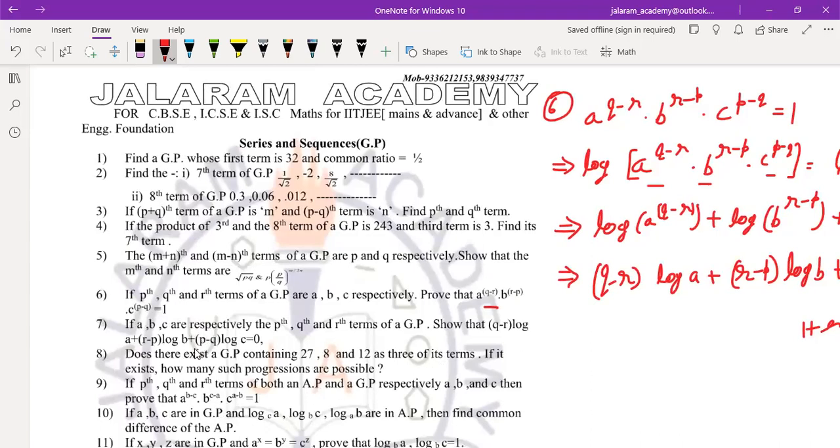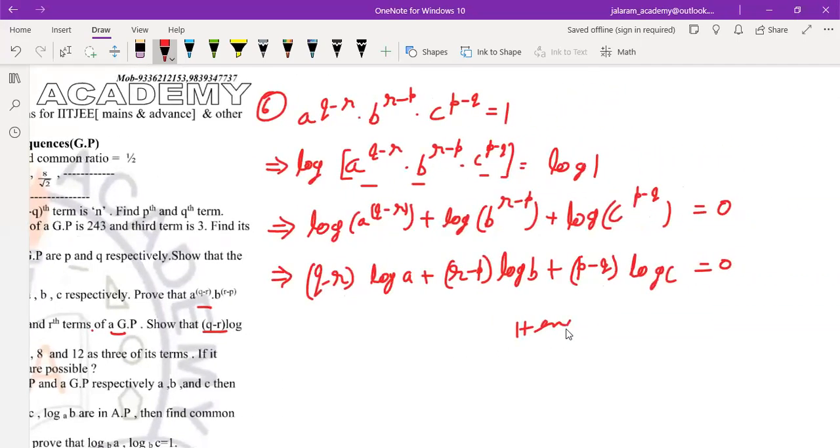Same thing is given in the question. A, B, C are the pth, qth and rth terms of a GP. Show that q minus r log a plus r minus p log b plus p minus q log c equals 0. Hence proved. Is that clear to you?